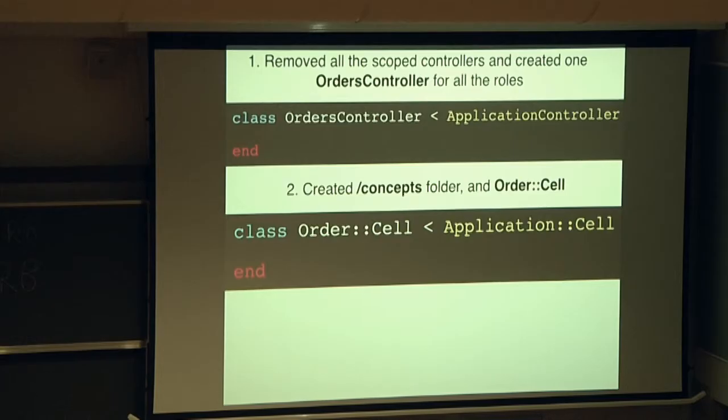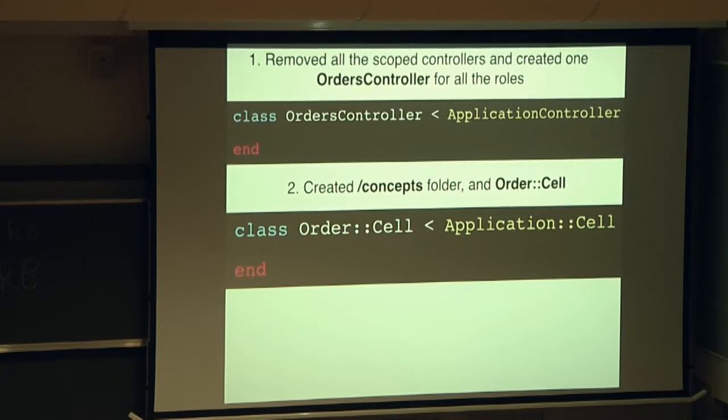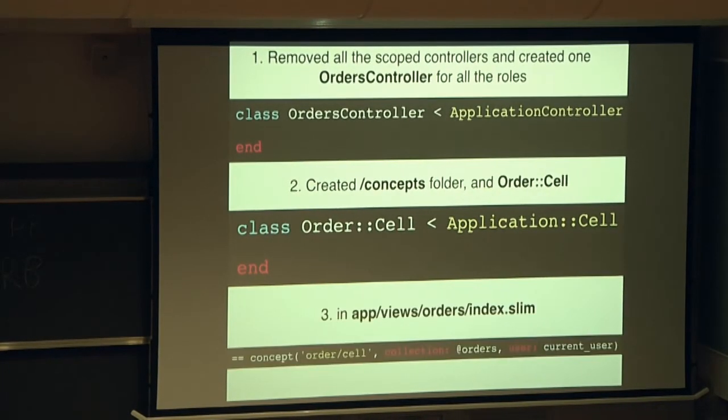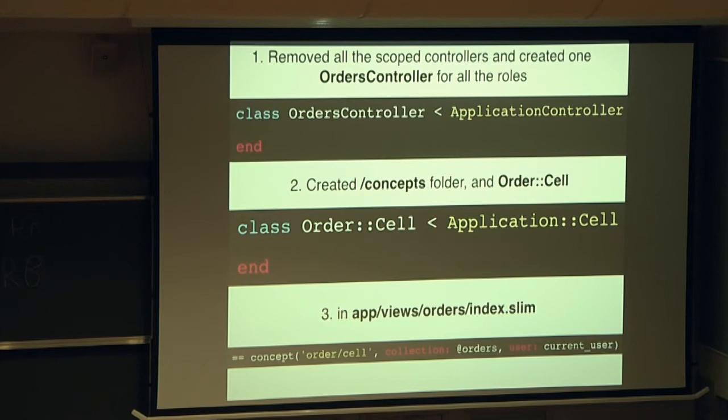First, we removed all the scoped controllers because it was a bad solution. We created one orders controller for all the roles. Then we created a concepts folder and an order cell, and rendered our collection of orders in the view.